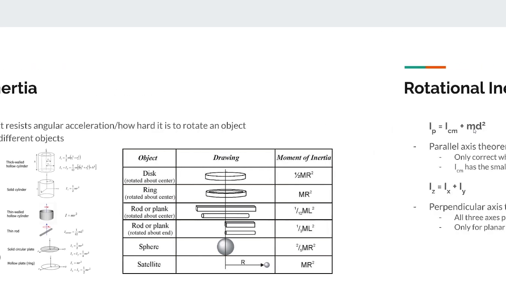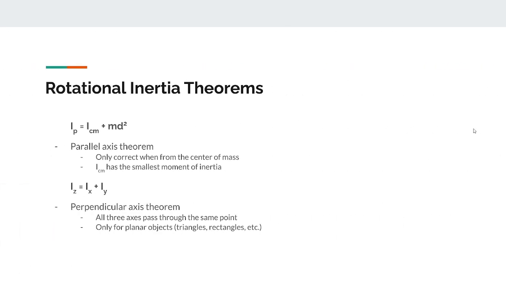Alright, so the two rotational inertia theorems that all of you probably should know are the parallel axis theorem and the perpendicular axis theorem. Perpendicular axis theorem isn't really tested, but it is just something really good. Parallel axis theorem, on the other hand, is very important.